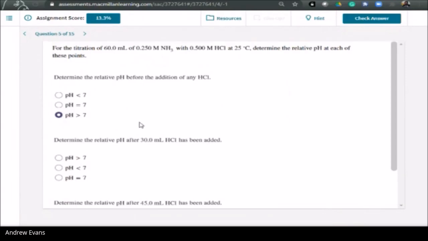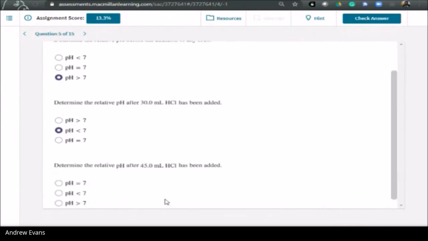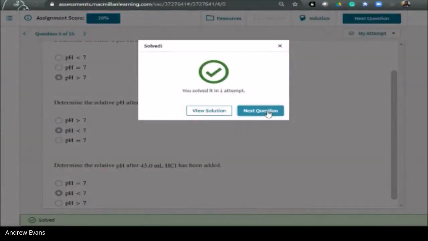Now, because this is a weak base, at the equivalence point, which you could calculate, 60 mL at 0.25 molar, and that's 0.5 molar, at 30 mL you would be at the equivalence point. With a strong acid and strong base, this should be neutral. But with a weak base, this should be mildly acidic, so it should be less than 7. And then once I add more acid, it becomes completely acidic and just keeps going acidic. So that one's just a hypothetical one.